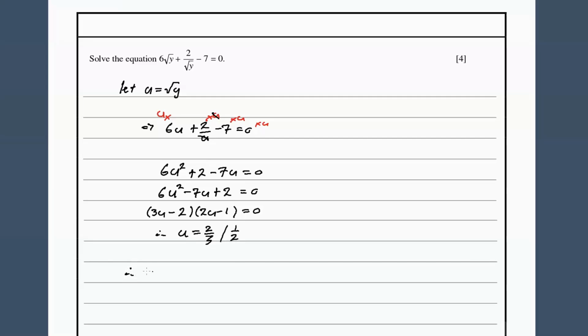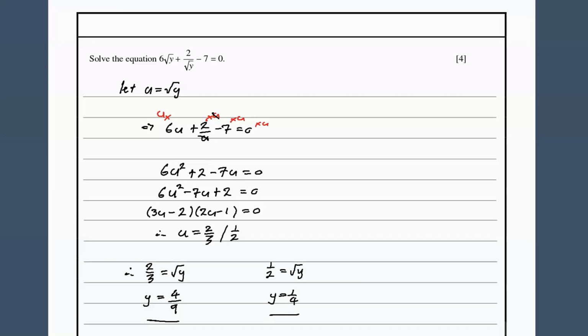Since u is root y, 2/3 should be equal to the square root of y, and a half should be equal to the square root of y. Squaring both sides, we get y to be 4/9, and y to be a half squared, which is a quarter. So these two are the possible solutions right here.